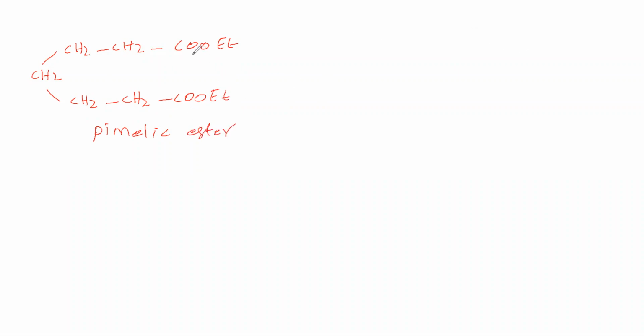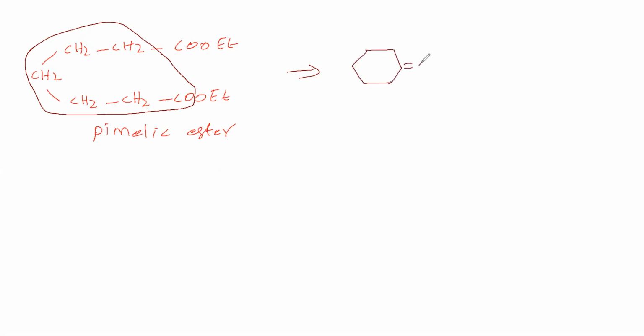We will see. So Dieckmann reaction means you remove one ester group, and in the other ester group you make it a ketone like this. This is the product. So how many atoms are there? See 1, 2, 3, 4, 5, 6. A 6-membered ring you will get. So cyclohexanone is the product.